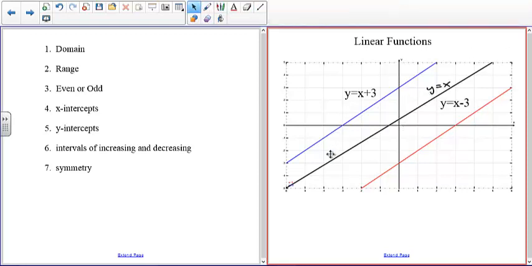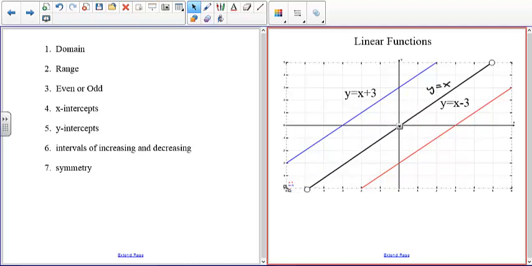Actually, it doesn't quite look like that either. It has to go through the origin. So let me see what we have here. Up to 5, so that's 5. Anyway, there's negative 5. Okay, so that looks good. And what you can see is that the blue line is the same as the black line, except that it's moved vertically 3 units, and this one is the same as the parent function, except it's displaced vertically.